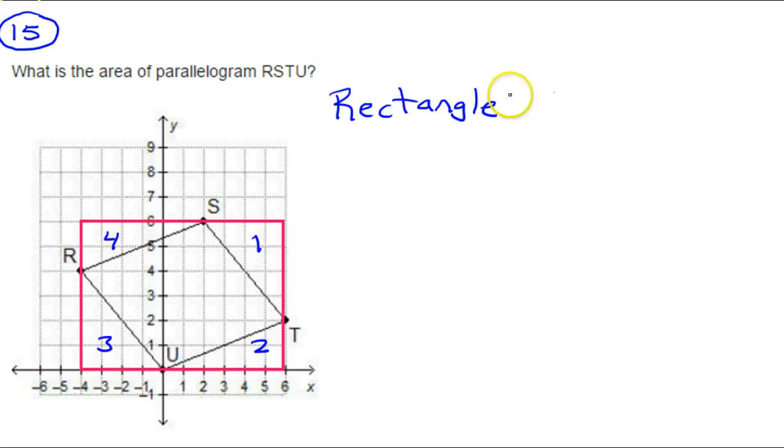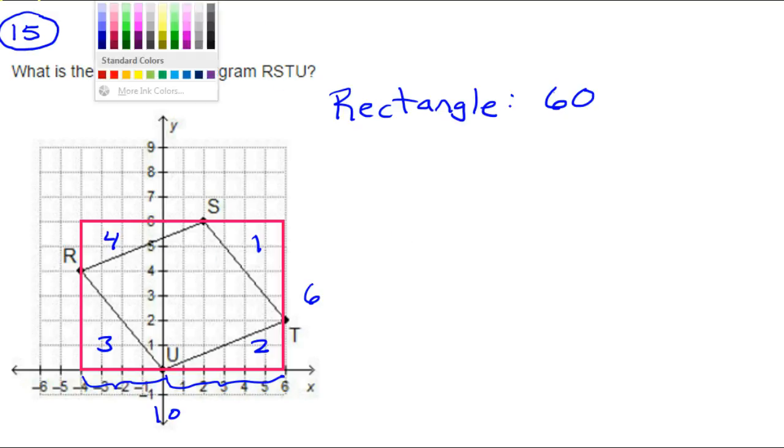Alright, first let's find the area of the rectangle. Well, let's see. I see that over here to the right, I got 6 units, and over here to the left, I have 4 units. So that means I have a total of 10 units going on. And up here I see it's going up to 6. So it's 10 by 6. So the rectangle is 60 square units. Okay, so far so good. Now let's do the triangles.